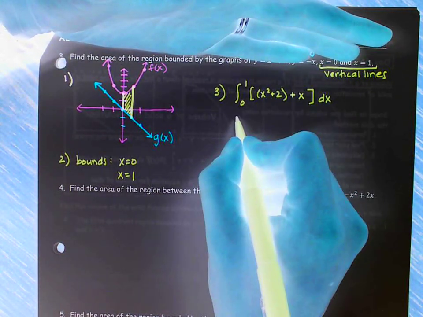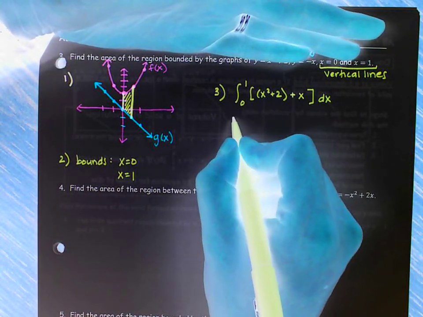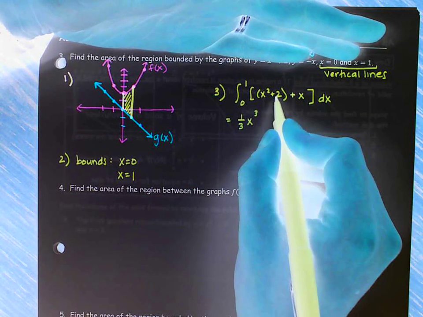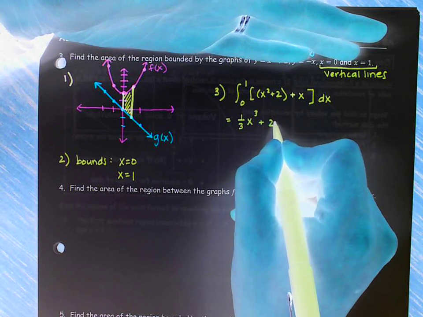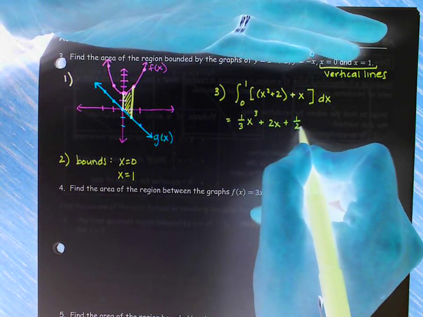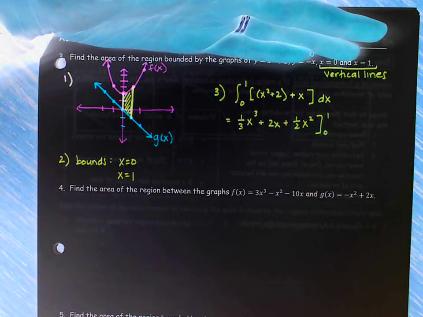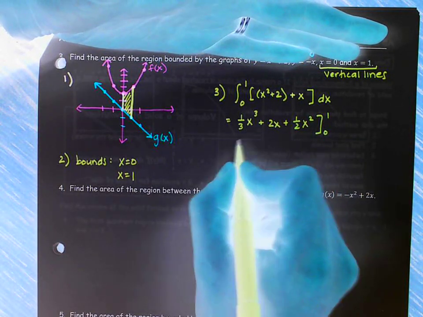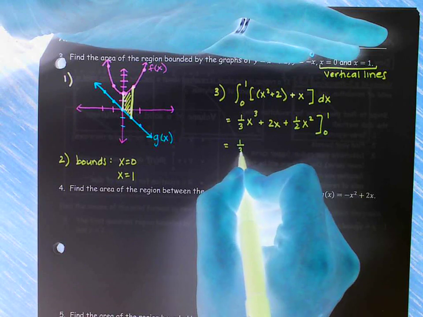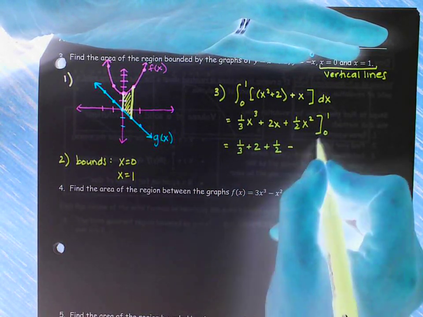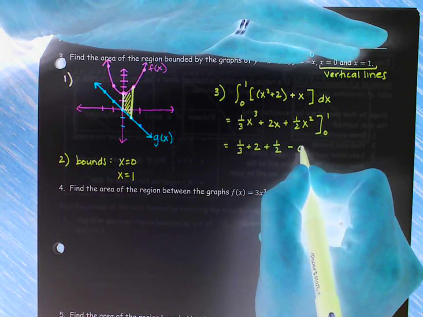So here we go. The antiderivative of x squared will be 1/3 x cubed. The antiderivative of 2 with respect to x will be 2x. And then for x, we'll have 1/2 x squared. And we're going to be evaluating this from 0 to 1. So if I plug in 1, I'll end up with 1/3 plus 2 plus 1/2 minus, if I plug in 0, those are all going to be zeros, which is really good.